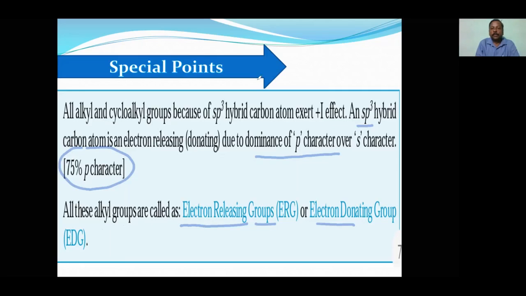If S percentage character increases, electronegativity increases, then it is a minus I effect. If P percentage character increases, electron releasing tendency increases, therefore plus I effect. That is the gist of these two, some important points. Now let's see the next one.